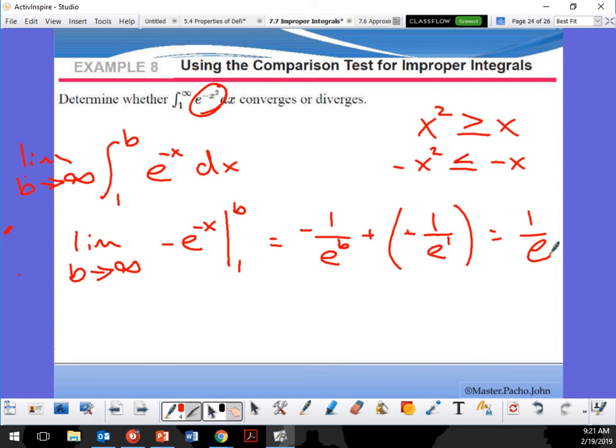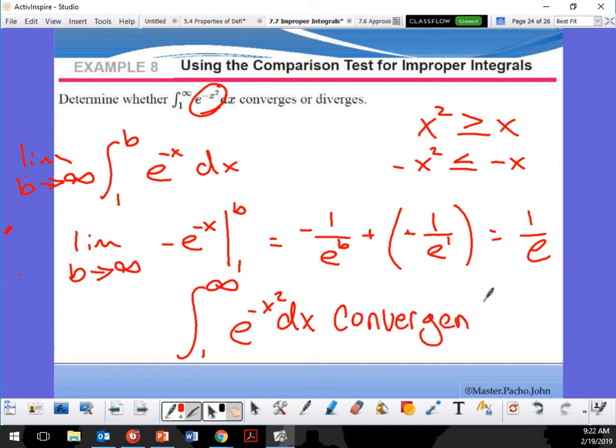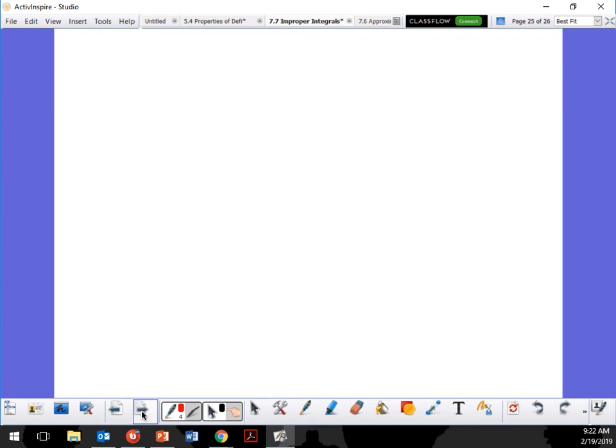So using the comparison test, I now compared it to something that was convergent. So if this is convergent, then the other also has to be convergent. Does that make sense? Yes? Okay. All right. I think that was the last example.